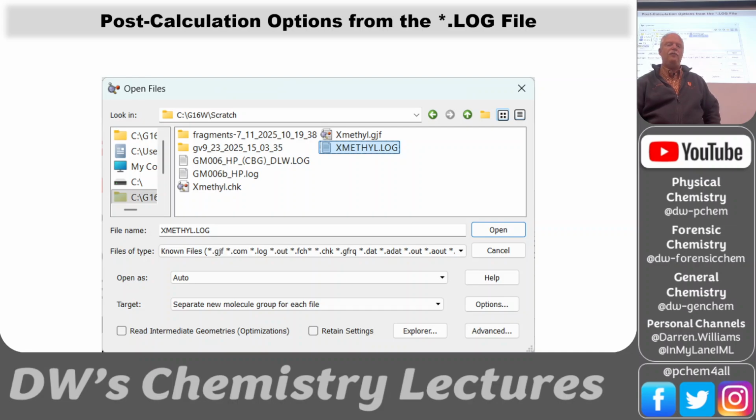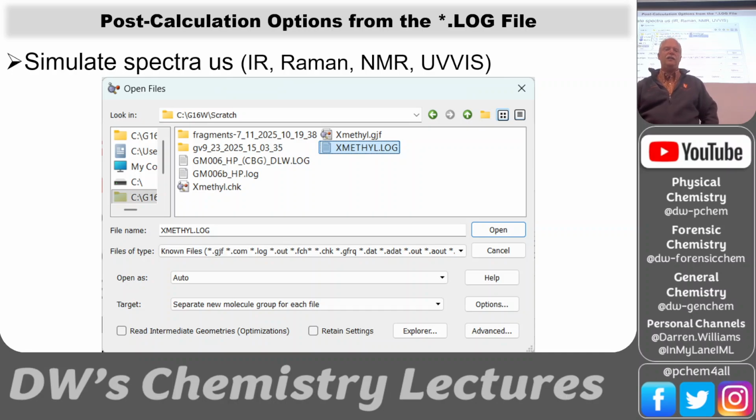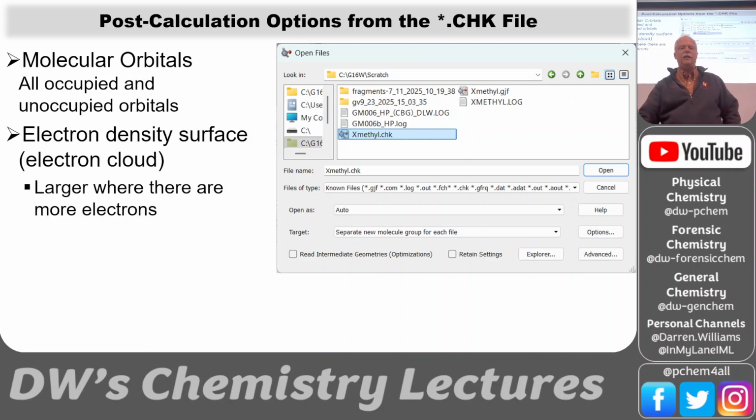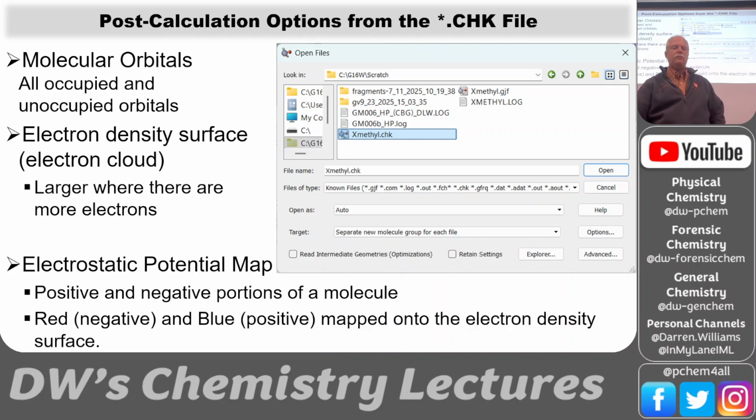Okay, then the output file is a .log file. If we're going to simulate spectra, that's a typo, just scratch through the US if you have that on your notes. If we want to simulate the spectra, the IR and Raman frequencies and intensities are in the .log file. If we were to do an NMR calculation or a UV-Vis calculation, those would also be in the .log file. If we're going to look at molecular orbitals or electron density surfaces, electron cloud, these would be in the checkpoint file. Okay, so there's electrostatic potential maps too.